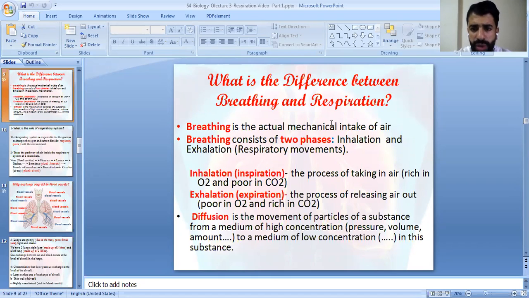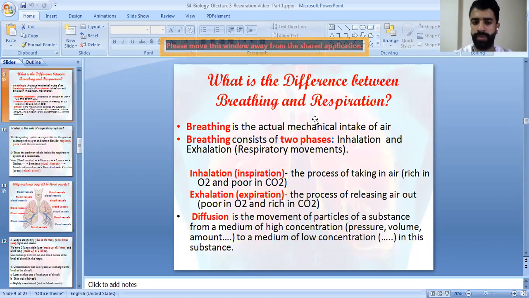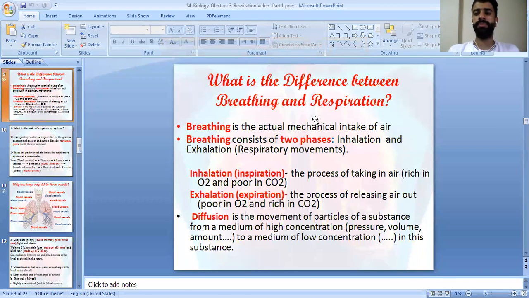So breathing, what is breathing? Breathing is the actual mechanical intake of air. Breathing consists mainly of two phases: inhalation, exhalation. Inhalation is the process of taking in air. This air is going to be rich in oxygen and poor in carbon dioxide. This is inhalation. So we are taking in air.